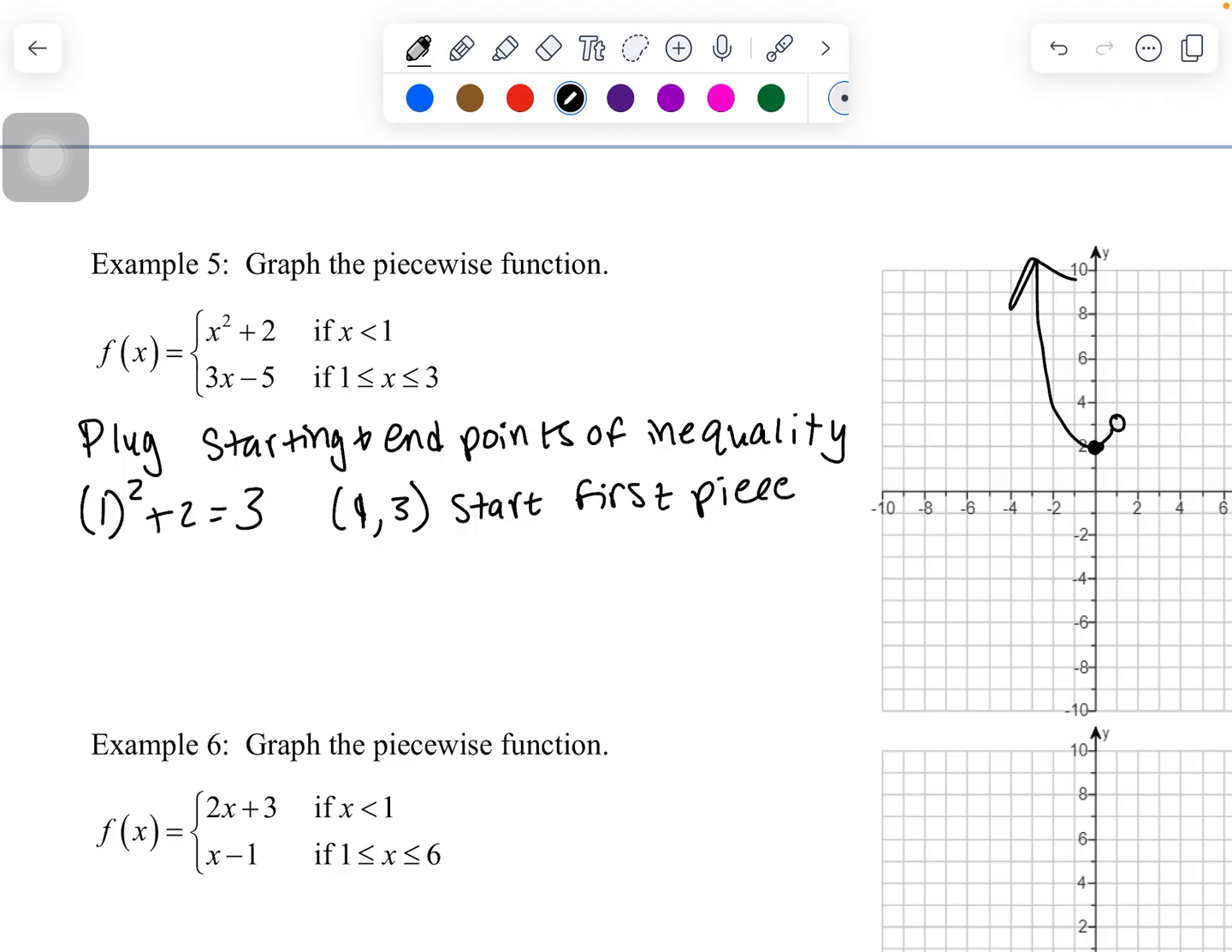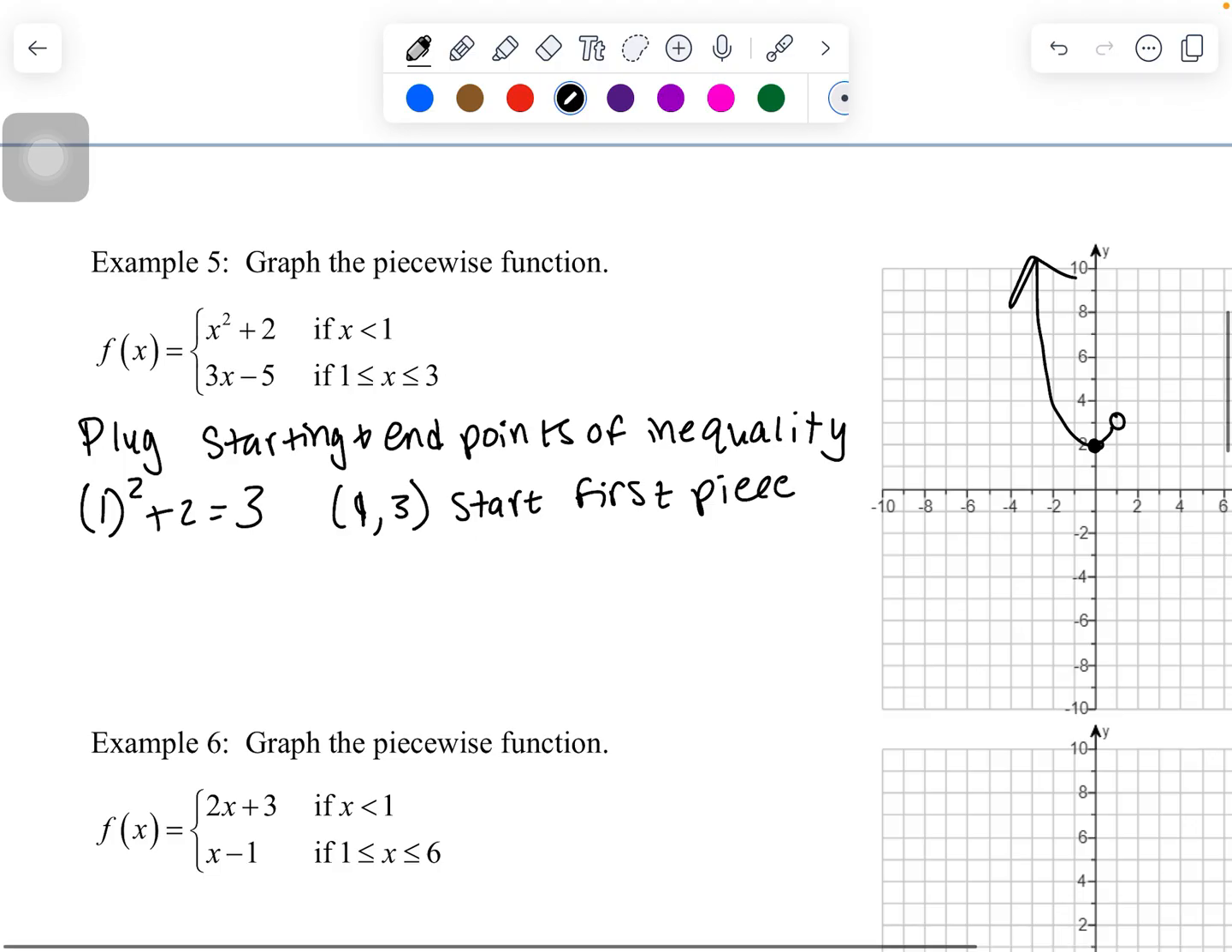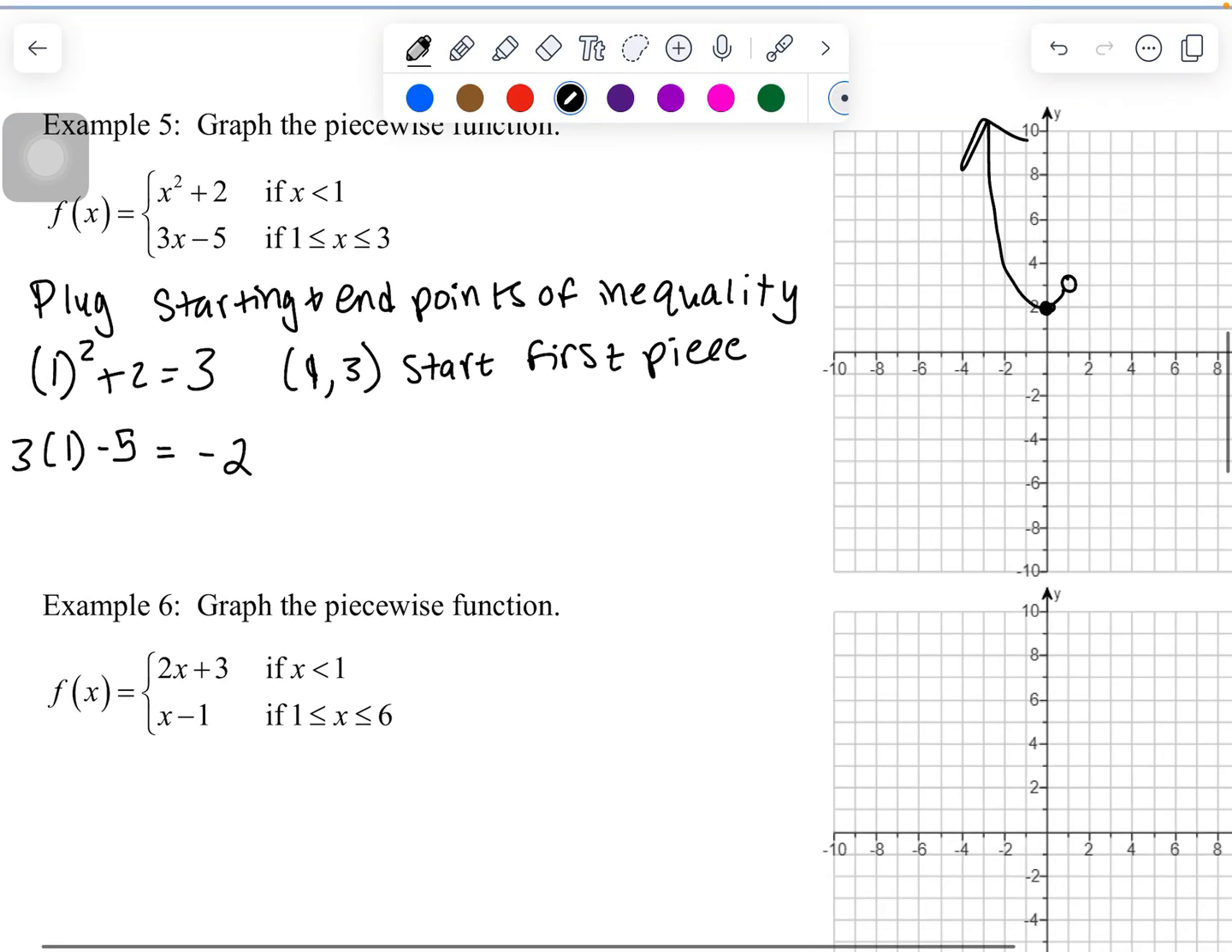Now do the same thing for that other piece. So I'm going to have 3 times 1 minus 5, which will give me -2. So the start of my second piece will be at (1, -2). And this one will be a closed circle because I see that equal to sign.